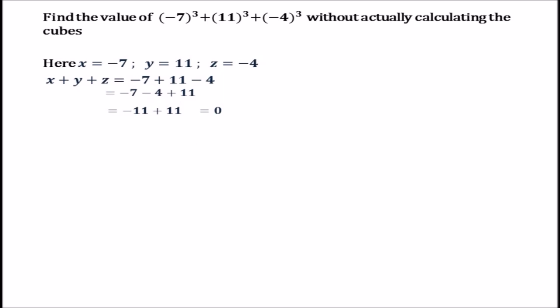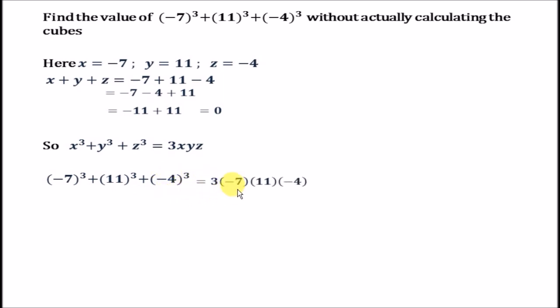So x cube plus y cube plus z cube equals 3 times xyz. Minus 7 cube plus 11 cube plus minus 4 whole cube equals 3 into minus 7 into 11 into minus 4. Plus into minus is minus, 3 7s are 21, so minus 21. Plus into minus is minus, 11 4s are 44, minus 44. Minus into minus is plus, so the overall sign will be plus. 21 into 44 is 924. So the sum of the cubes has been derived without actually calculating the cubes, as it satisfied the special case.